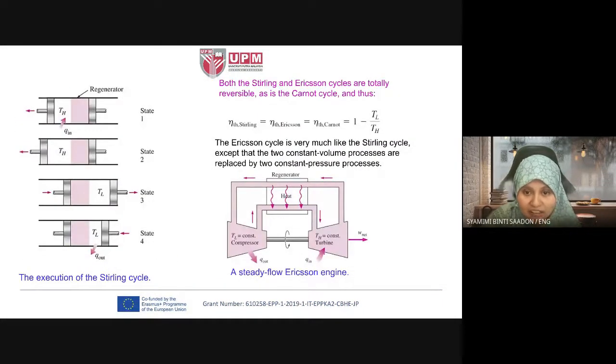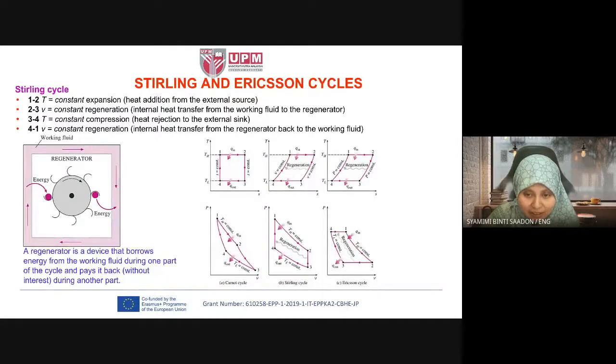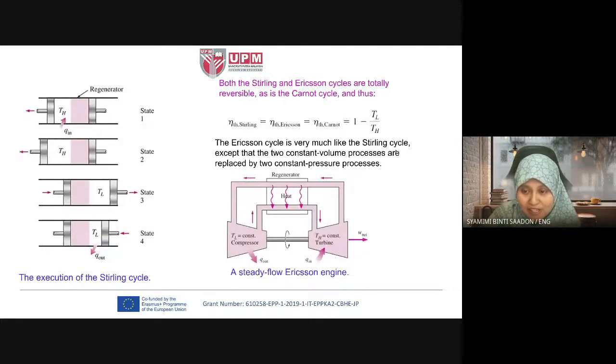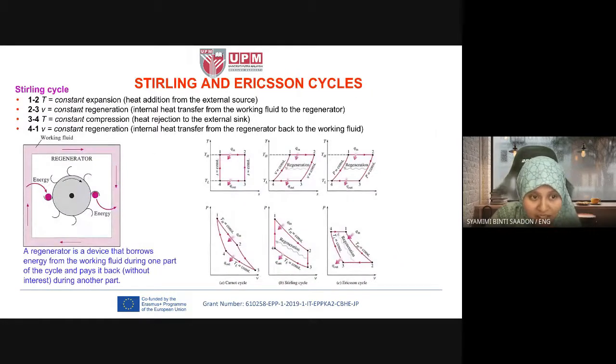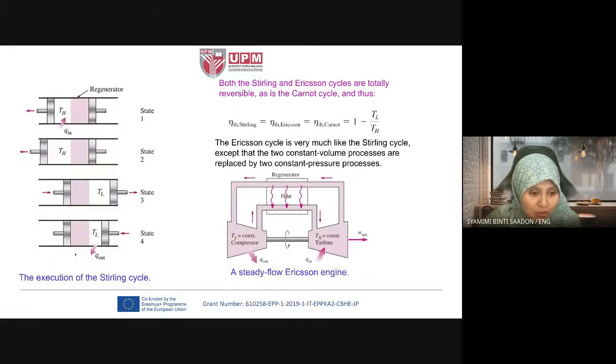Okay, and then the Ericsson cycle. Okay, Ericsson cycle. The process is very much like the Stirling cycle, except that the two constant volume processes are replaced by two constant pressure processes. Okay, so Ericsson also has regeneration, but this time the regeneration occurs at constant pressure. Okay, instead of constant volume, constant pressure. Okay, so this is the schematic diagram, T-S and P-V, for the Ericsson cycle.